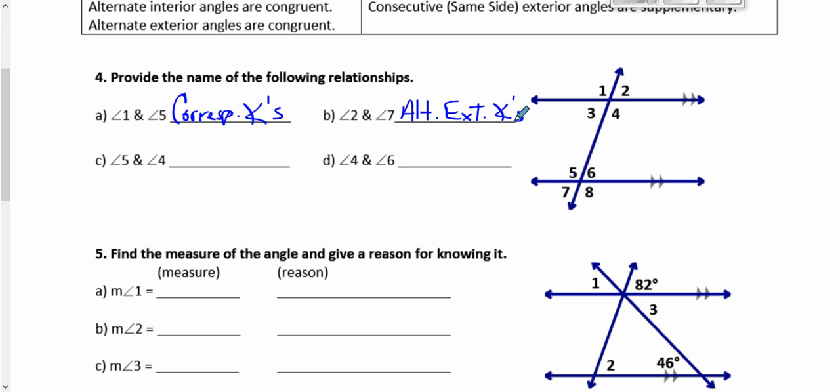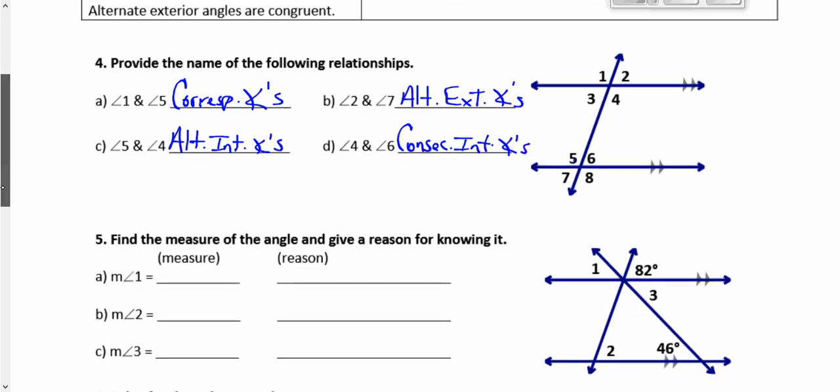Okay? How about 5 and 4? Alternate interior. There we go. Alt int, you can abbreviate if you like, angles. And then 4 and 6? Not corresponding. Consecutive what? Interior. Consecutive interior angles, or same side interior. Okay?